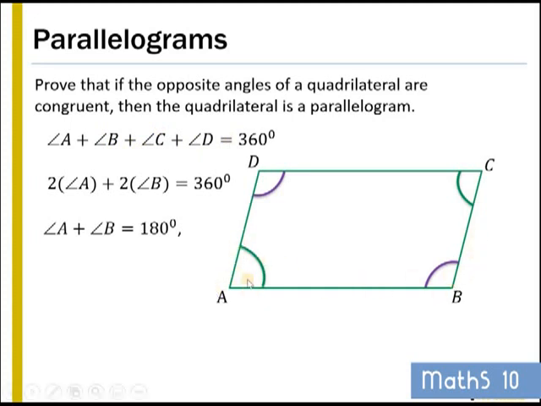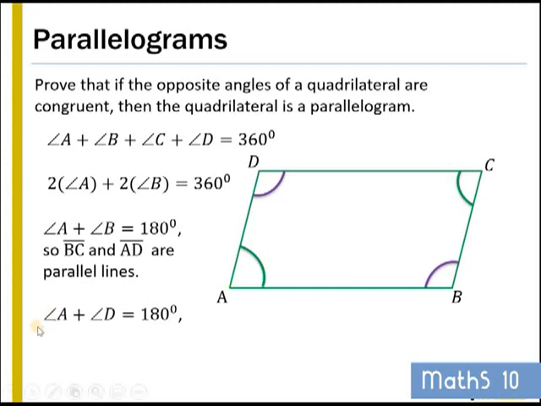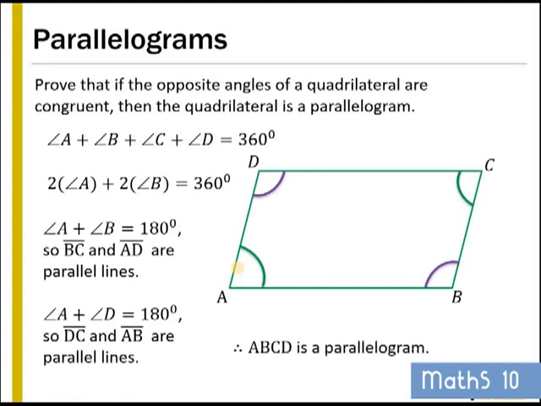So that means that the sides BC and AD must be parallel. Also, angle A plus angle D equals 180 degrees. That's here. So the sides DC and AB must also be parallel. So that means that ABCD is a parallelogram.